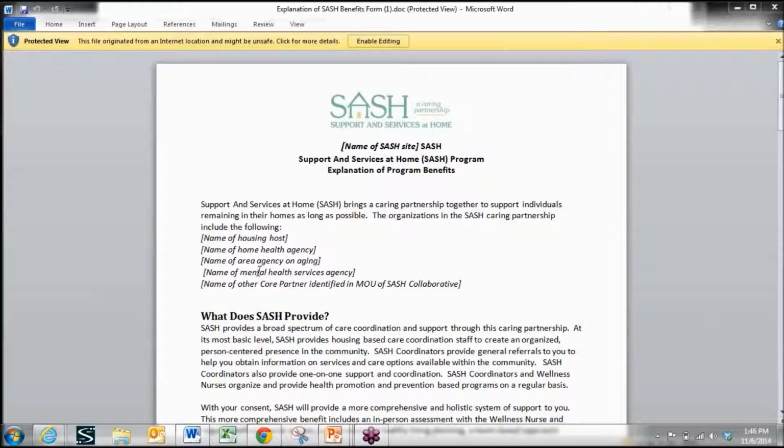And that includes the housing organization that you work for. So in my situation, it's Cathedral Square, which is the name of the housing host. And then you're going to be putting in the names of the partner organizations that make up the collaborative. If you don't know who these organizations are, get a hold of your SASH Memorandum of Understanding, MOU. So you want to ask your supervisor for that, because that lists all the partner organizations that make up the collaborative.